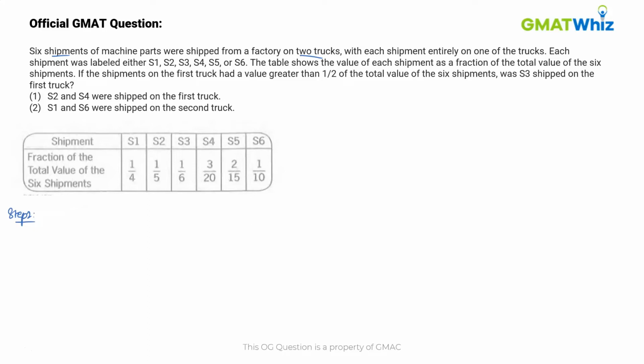Now we also know that the shipments on the first truck had a value greater than half the total value of the 6 shipments. We have to check if S3 was shipped on the first truck. Now there are 2 ways to solve this question, and I will be discussing both the methods.